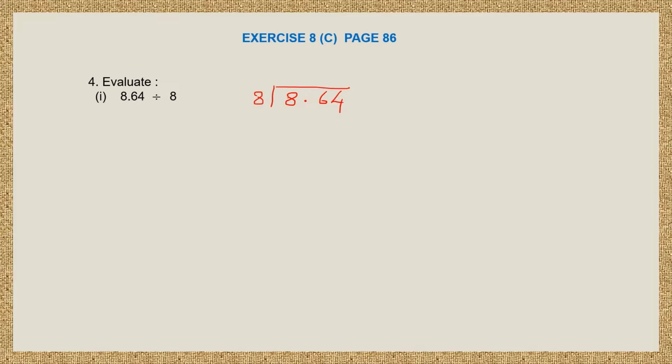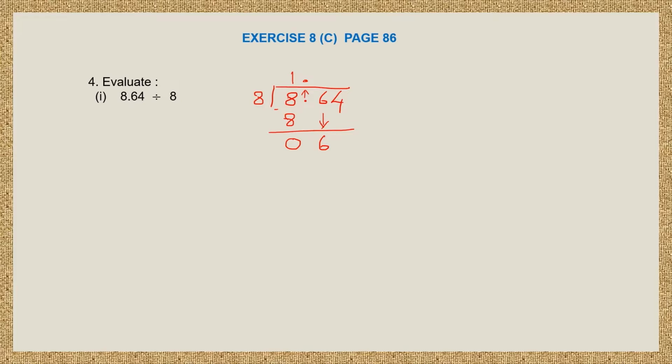So 8 ones are 8. Minus, 0. I bring down 6. Now here in our quotient, we need to be careful. We have a decimal point here. I need to carry it to the same place on top and place it there. Okay, so I carry my decimal point to the same position that is in here and I put it above. Now I carry on with my division like a normal division.